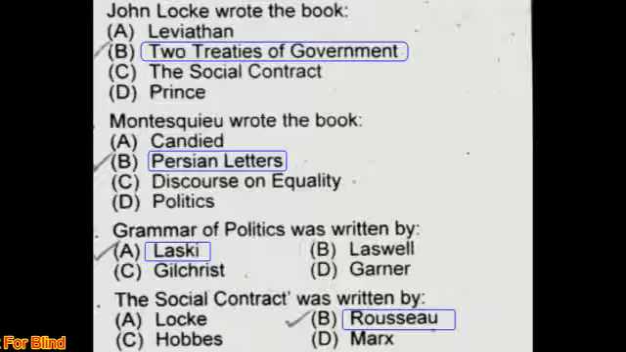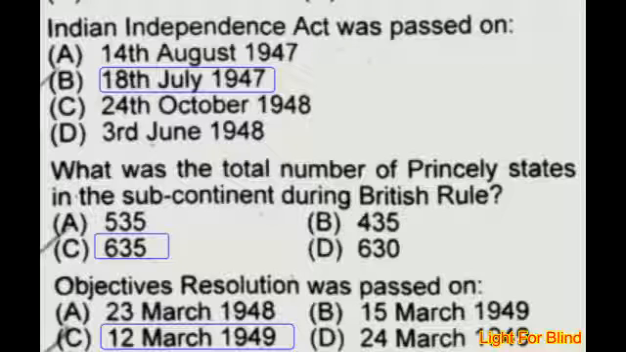Number 78. John Locke wrote the book. Answer is Two Treatises of Government. Number 79. The Montesquieu wrote the book. Answer is Persian Letters. Number 80. Grammar of Politics was written by. Answer is Laski. Number 81. The Social Contract was written by. Answer is Rousseau.